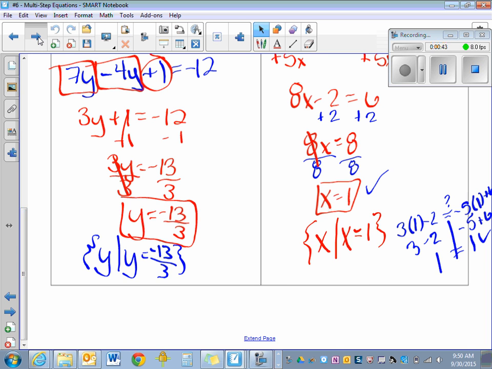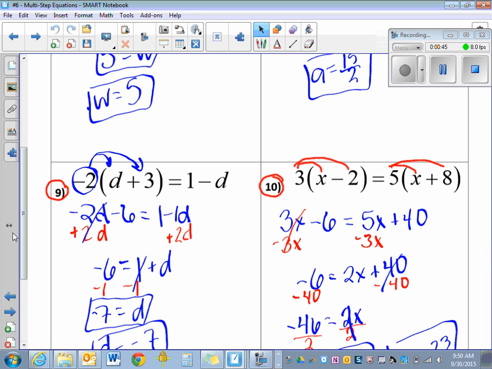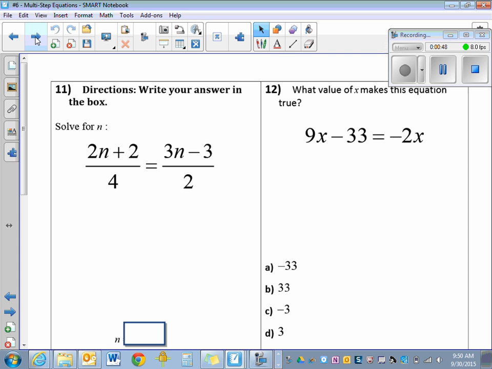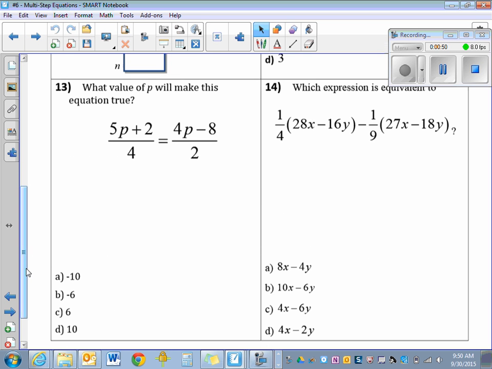Alright, so what we're going to take a look at, everyone should have their notes from last class out. We're going to take a look at numbers 13 and 14, as well as going more in depth with what we did before that, of justifying our steps.